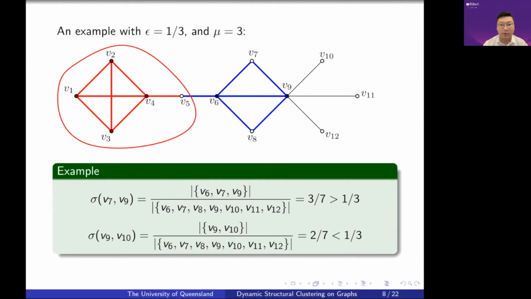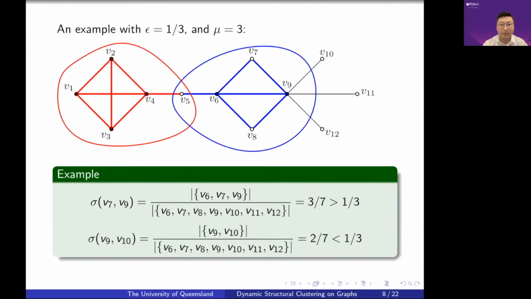Following a similar process, we can obtain another structural cluster in this graph. Here you may notice that vertex V5 belongs to both clusters. That makes it a hub vertex that bridges these two clusters. And vertices V10, V11, and V12 belong to no cluster. That makes them noises in this graph.